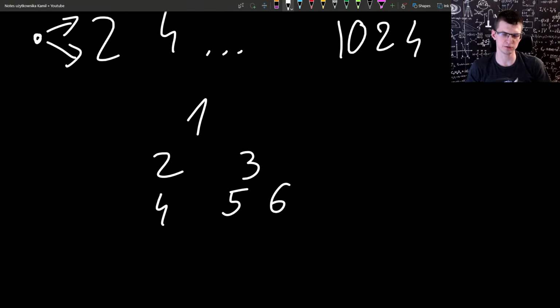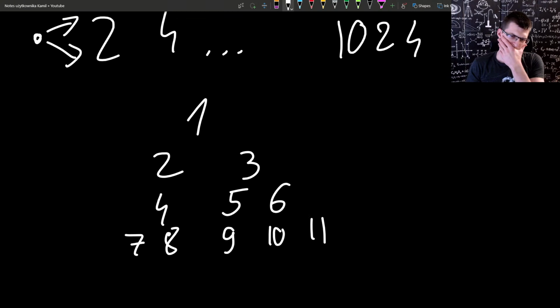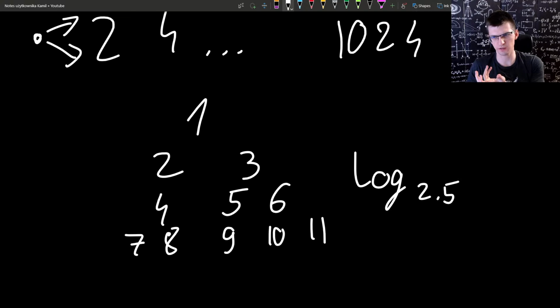Not every vertex has 2 children. 7, 8, then 9, 10, 11. It's not really a binary logarithm. Say maybe log base 2.5, and maybe that's good enough, or 2.2. Does that make sense? What I want to say, 1.8. Yeah.